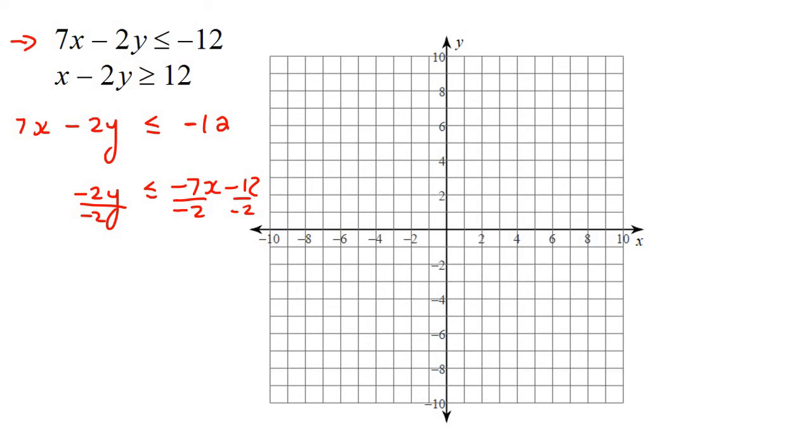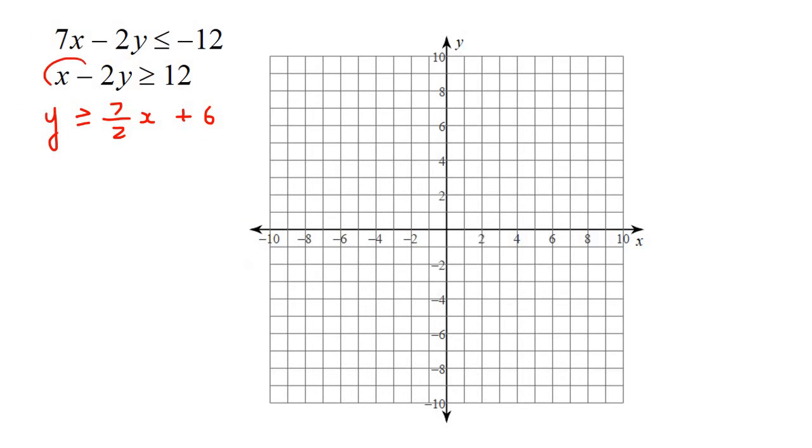So that's going to become a y. Then we're going to change the sign of the inequality. Then these two negatives are going to cancel, so it's just going to be like that. And then these two negatives are also going to cancel, so you're going to end up with +6. And so there is that line's equation.